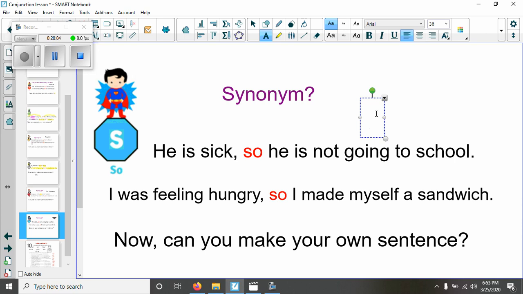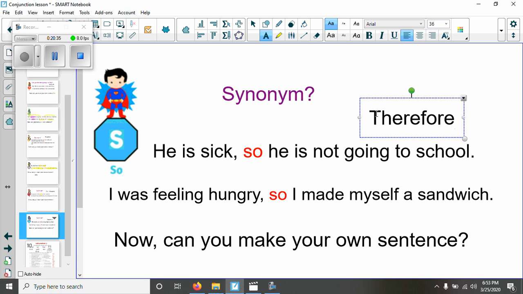Who got the synonym this time? So he's not going to school. Brilliant. It's therefore. Therefore. Very good. So the synonym is therefore. Let's read the second one. I was feeling hungry, so I made myself a sandwich. Therefore, I made myself a sandwich.